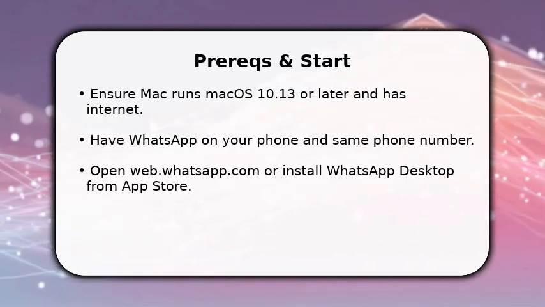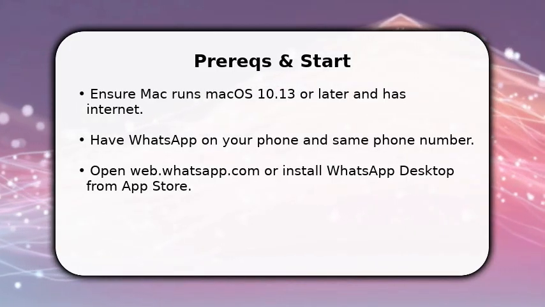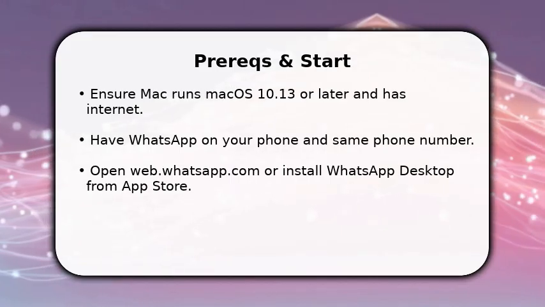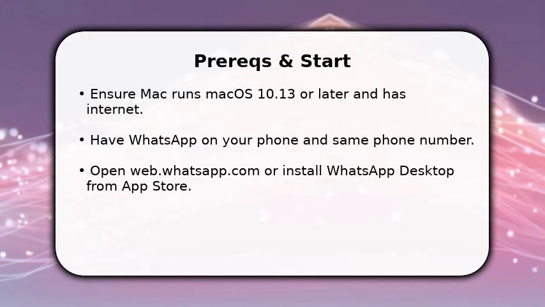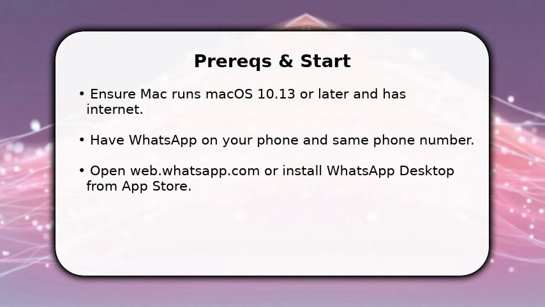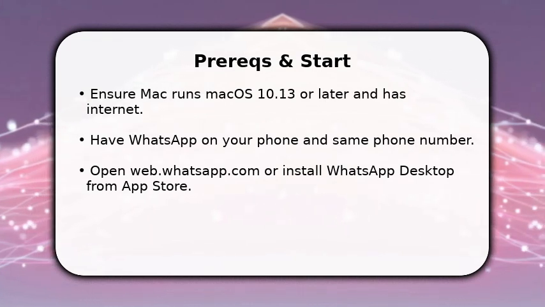Once done, keep your phone nearby because you'll use it to link. Make sure both devices are on the same network if possible, which speeds the QR pairing. This initial setup prevents common pairing errors and saves time as you move to scanning.